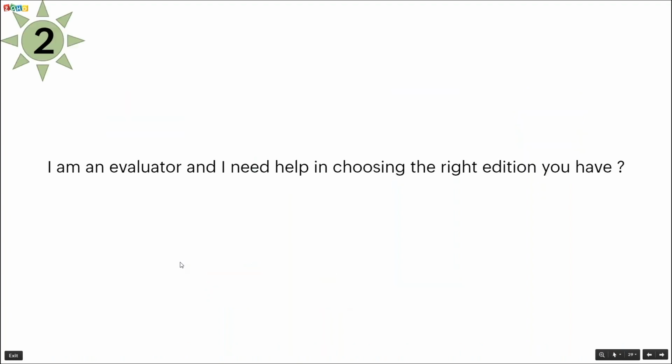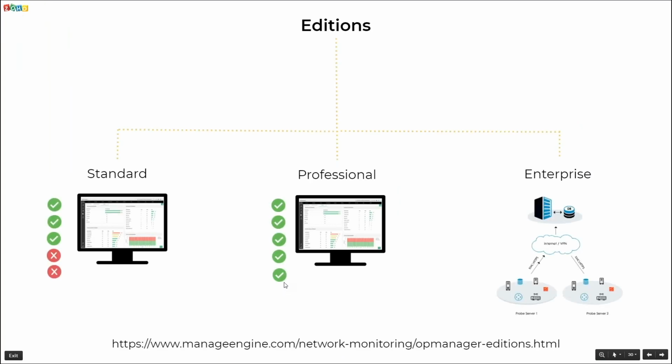Moving on to the next question. I'm an evaluator. I need help in choosing the right edition. OpManager has three major editions, which are called Standard, Professional, and Enterprise.